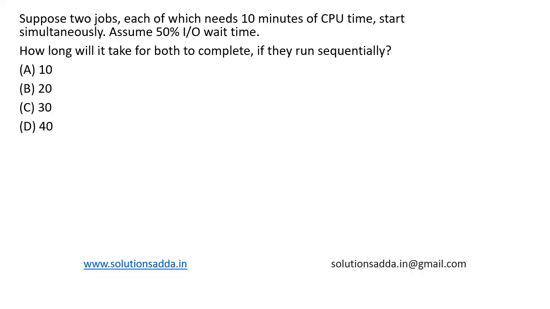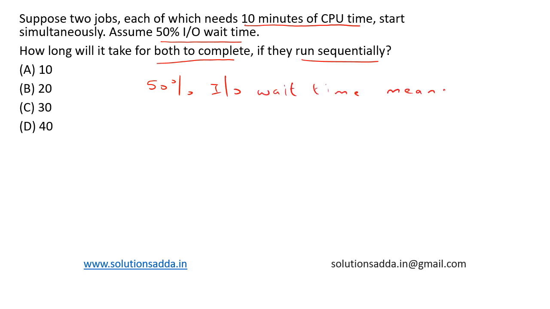This is a question from operating system. Suppose two jobs, each of which needs 10 minutes of CPU time, start simultaneously. Assume 50% IO wait time. How long will it take for both to complete if they run sequentially? So 50% IO wait time means that 50% of the time the CPU waits for IO.